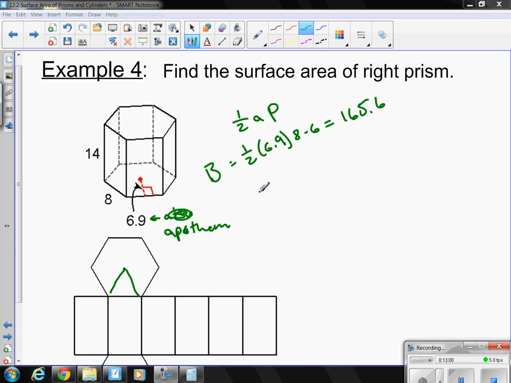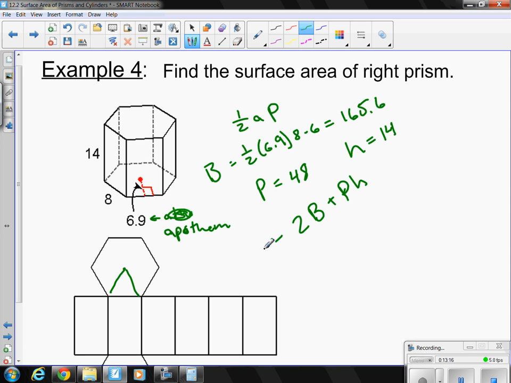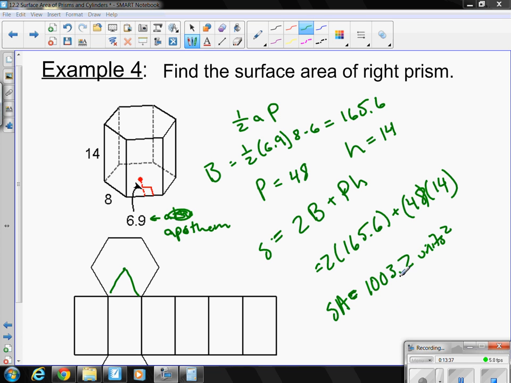We also need to know the perimeter, which is 6 times 8, and the height, which is 14. So now we can use the formula 2 times our base area plus our perimeter times our height. The surface area: plug in 2 times 165.6 plus 48 times 14. Our surface area is 1,003.2 units squared.